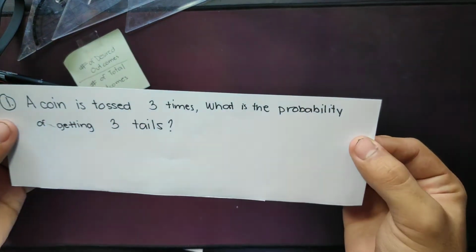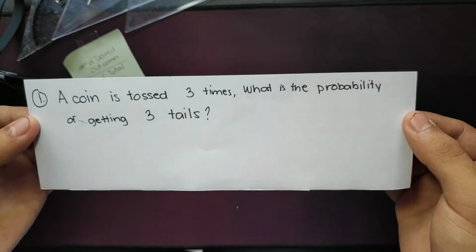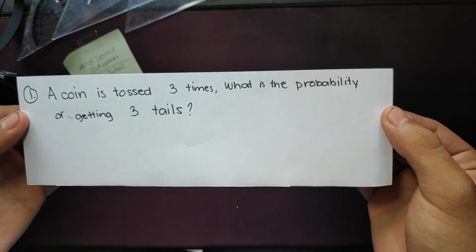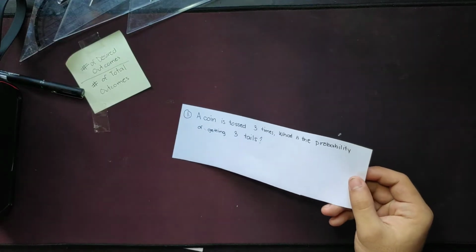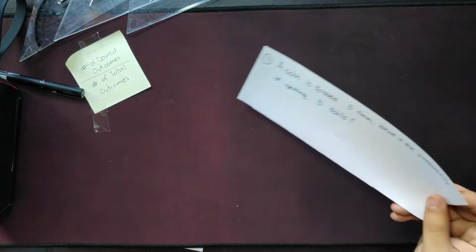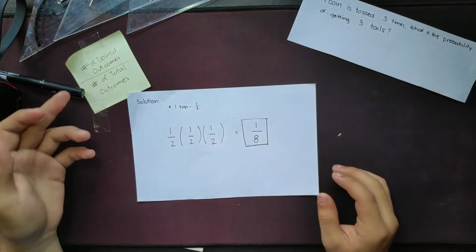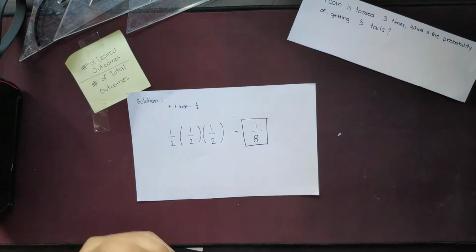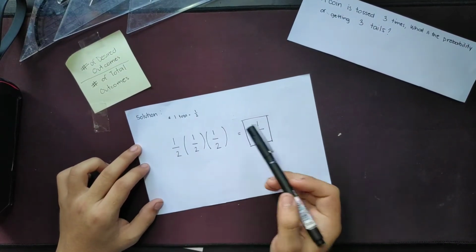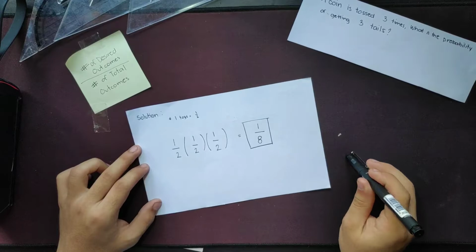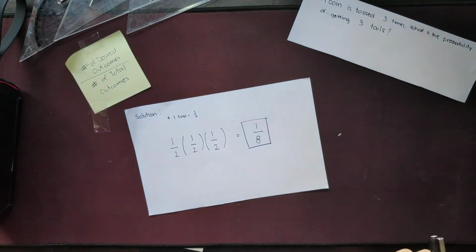To start us off with our problem solving for today, this is the first question. A coin is tossed 3 times. What is the probability of getting 3 tails? The solution for this is, we would use the formula for probability, which is the number of desired outcomes over the number of total outcomes. When you toss a coin, its probability is 1 over 2 because you have a probability of getting a head or a tail out of those 2 outcomes.